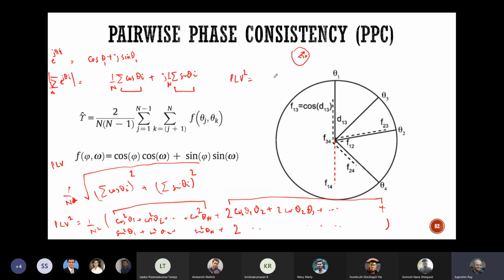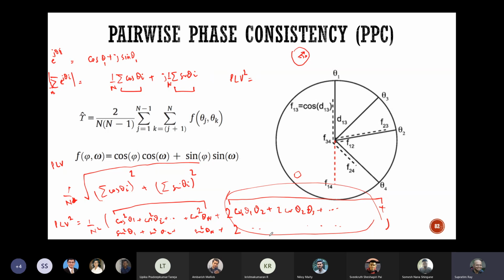PLV square is biased because even when vectors are completely random, in which case you expect this whole term to be 0, because the angles are all random, right? So cos A cos B plus sin A sin B is just your cos A minus B, or cos A plus B, one of the two. Basically it's looking at the phase differences. So it actually turns out to be, sorry, not phase difference. This is the dot product between the unit vectors.